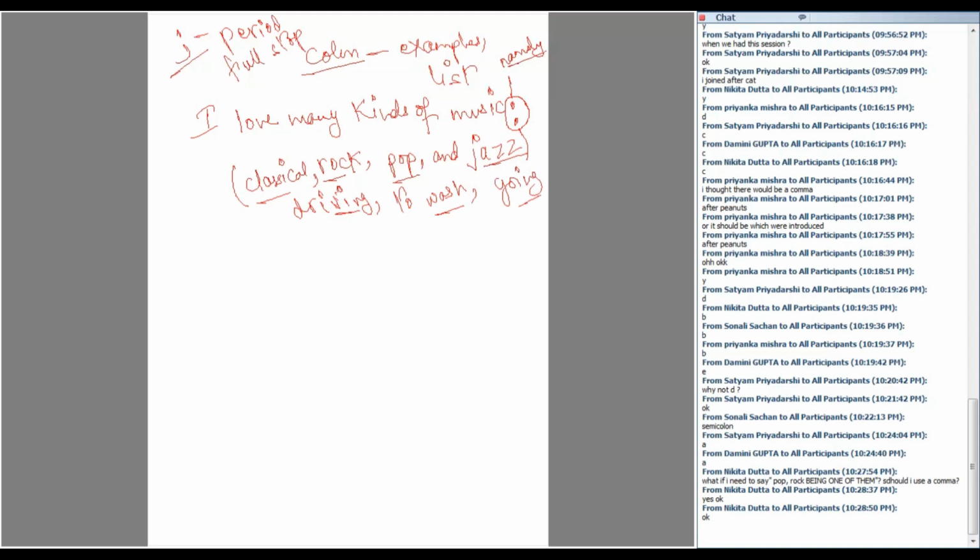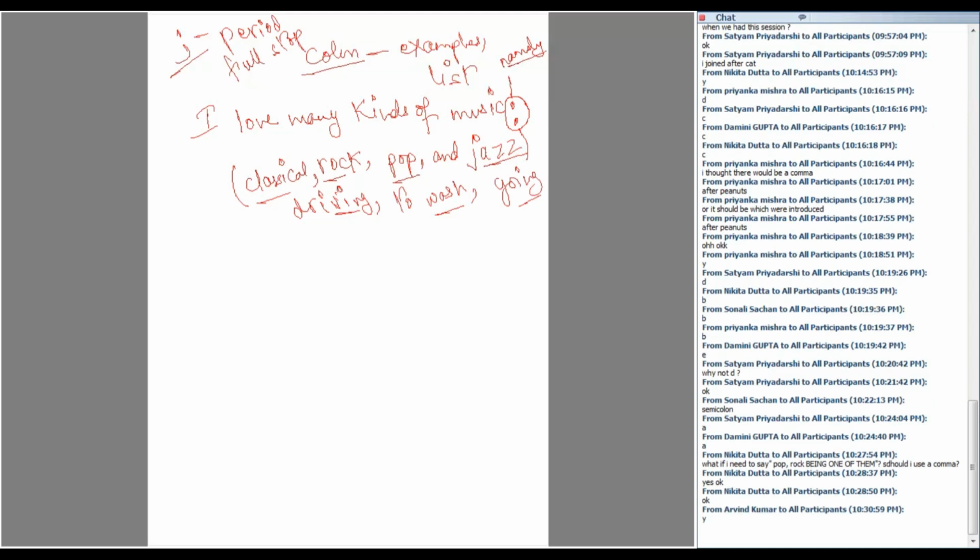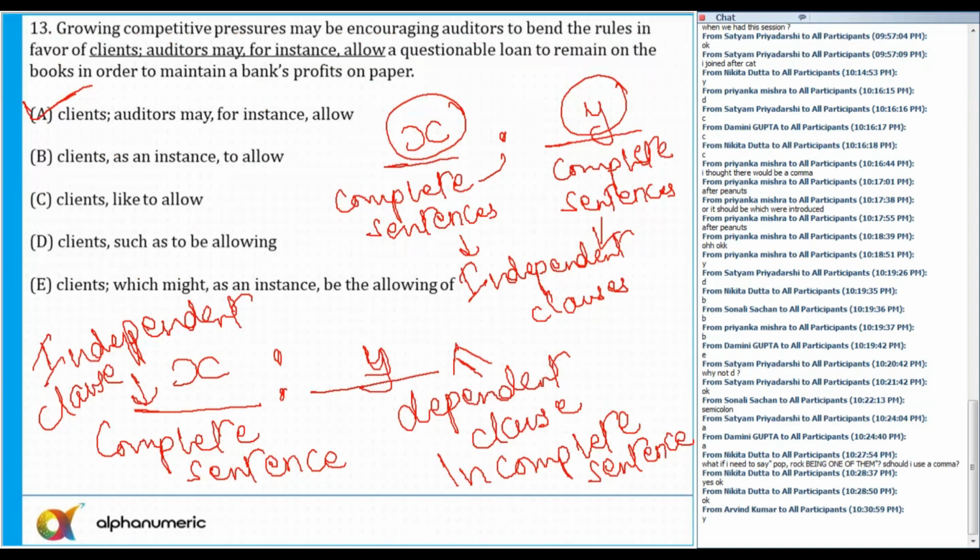Is this clear for all of you? The difference between colon and semicolon? Okay, right. So let's go back, which means that number A, as it is, is absolutely right. There's nothing wrong.